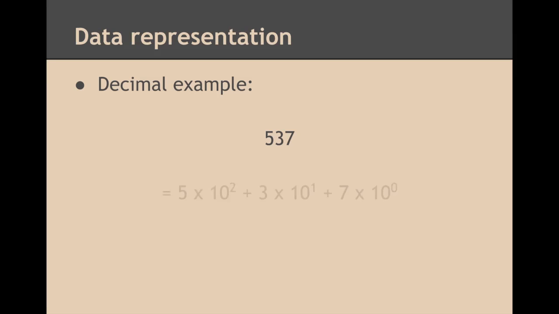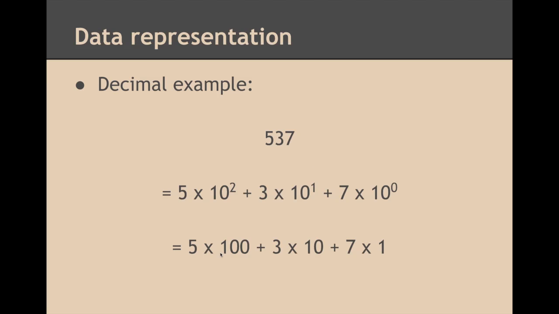So 537, if we expand it out, is 5 times 10 squared, because that's in the 10 squared place, plus 3 times 10 to the first, because 3 is in the 10 to the first place, plus 7 times 10 to the 0, because 7 is in the ones place. Doing the math, 5 times 100, plus 3 times 10, plus 7 times 1, or 537.